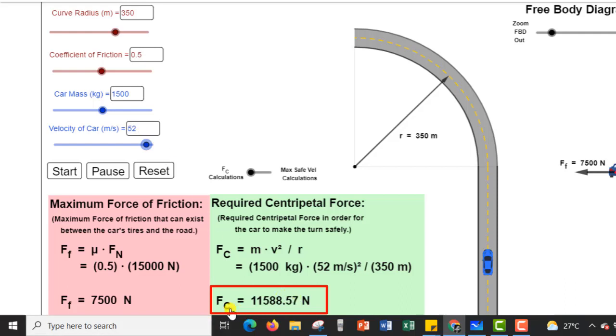Maybe I increase until 52 meter per second, for example. So you find out that the centripetal force you require for a car that moves at 52 meter per second is quite large. It's around 11,588.57 newton, and this value already exceeds the maximum friction yang boleh wujud antara tayar kereta dengan jalan. So kita perhatikan apa akan berlaku kalau centripetal force yang perlukan untuk lakukan circular motion tu jauh lebih besar daripada maximum force friction kita.